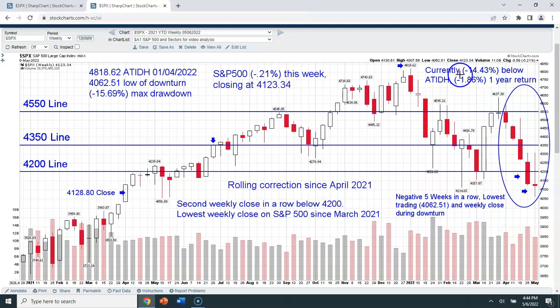Okay. So right now, where we closed this week, we're 14.43% off of the all-time intraday high, the all-time intraday high set back on January 4th of this year. So, guys, we're not in a bear market yet, at least not in the S&P 500. There are things like the triple Qs that are in a bear market, but we're focusing here today on the S&P 500. So we're technically not yet in a bear market.